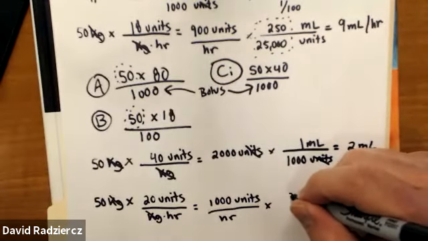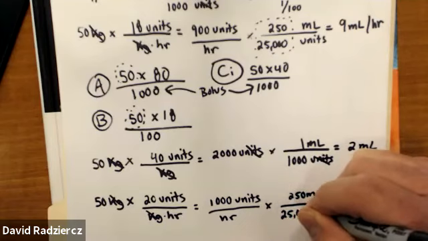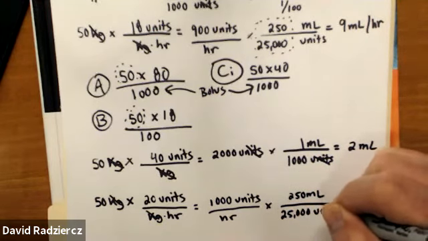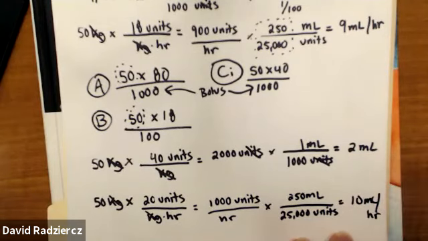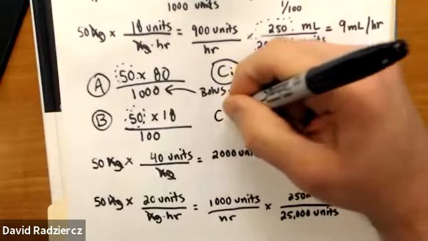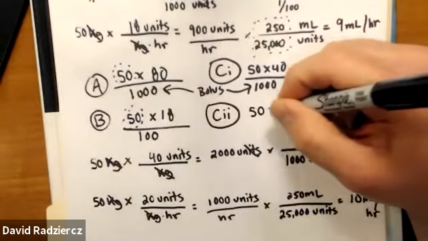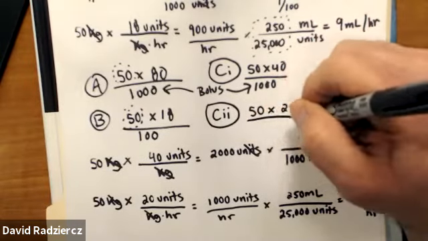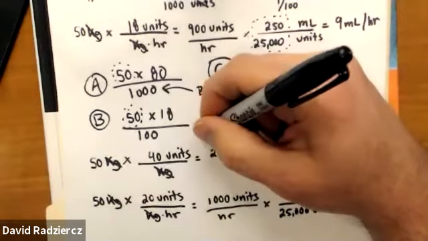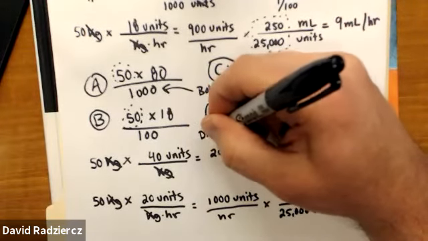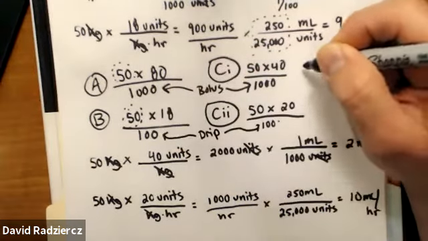So I'm going to take the 250 ml, the 25,000 units, and I'm going to get 10 milliliters per hour. And so the short for C2 would be taking the patient's weight times 20 this time, divided by 100, I'm sorry. And notice that for the drip, we're going to use divide by 100 every single time.